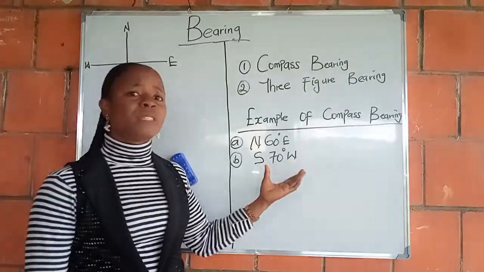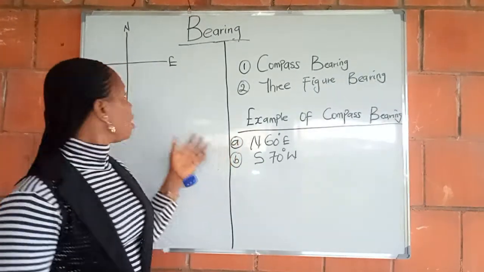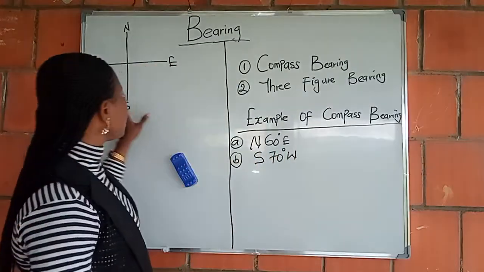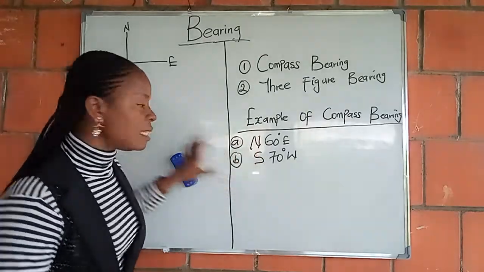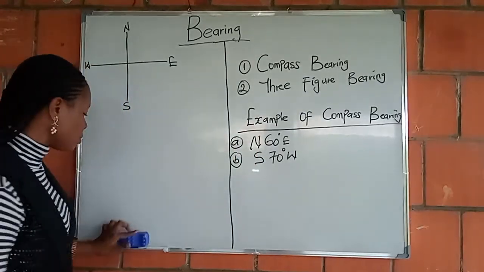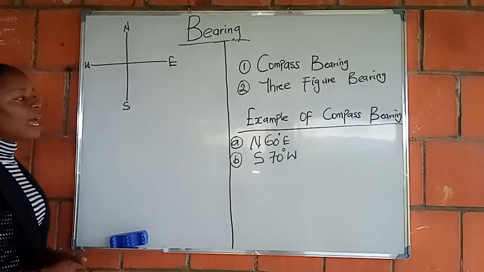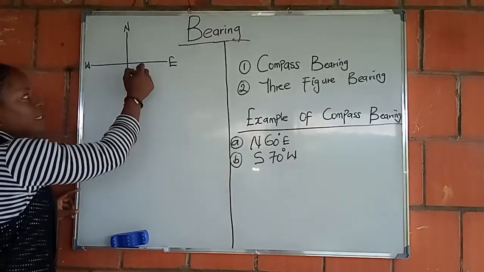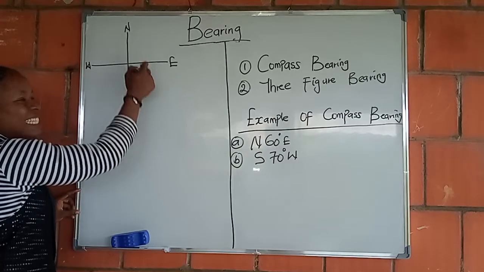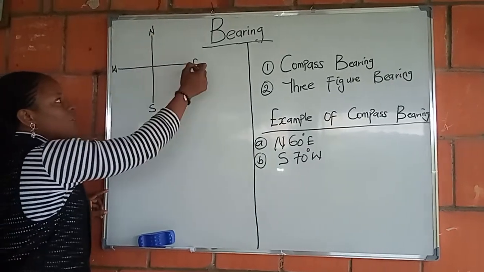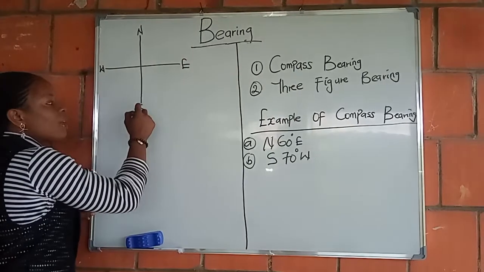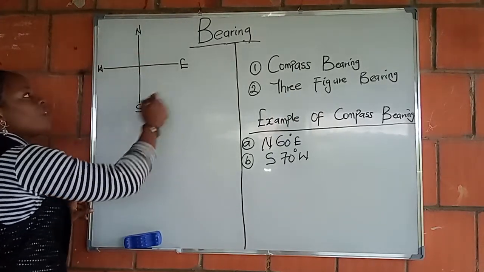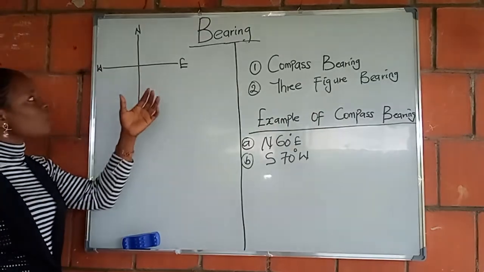We can also represent this in the cardinal points. Now let's see how we can represent this in the cardinal points diagram. Now we have north 60° east. Remember, each quadrant of this contains 90°. North to east is 90°. East to south is 90°. South to west is 90°. Such that if you join all of them, you have 360 degrees.